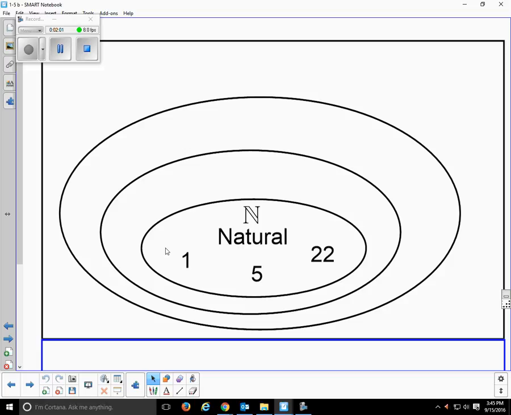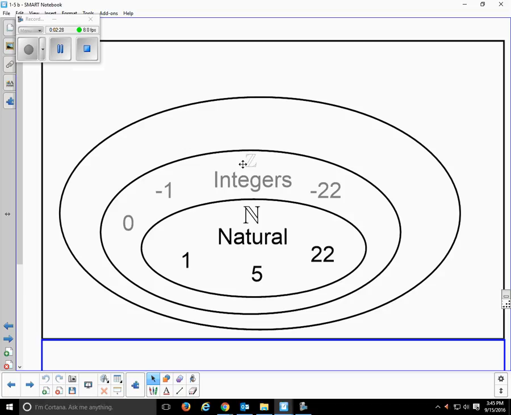All right, so natural numbers. Natural numbers occur in nature. So like there's 1 desk, or there's 5 students, or there's 22, I don't know, things. And so natural numbers occur in nature, and they are positive whole numbers. And that is the smallest group of numbers that we're going to be dealing with. So from 1 to infinity, positive whole numbers.